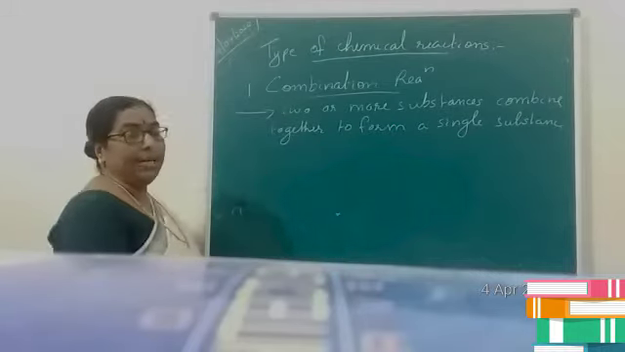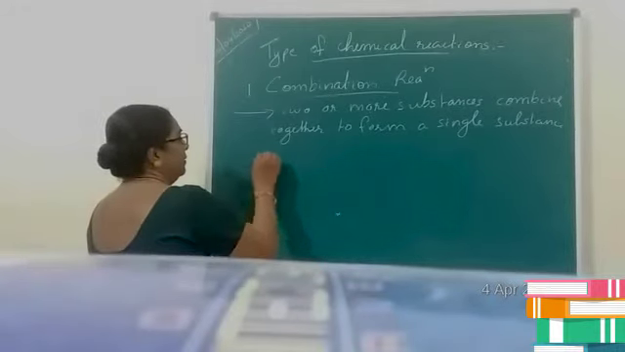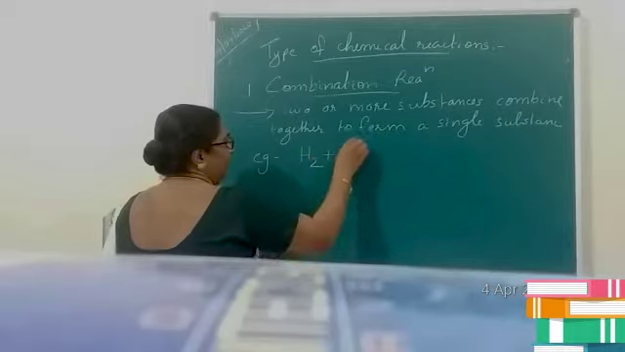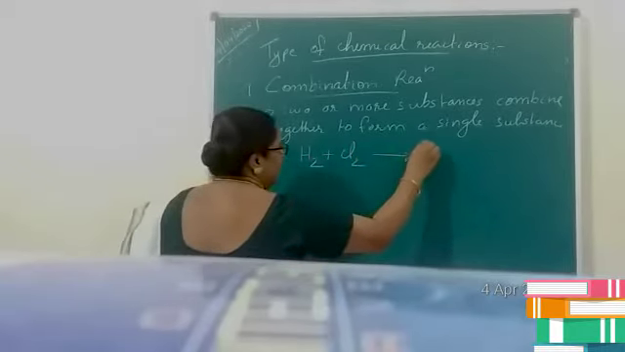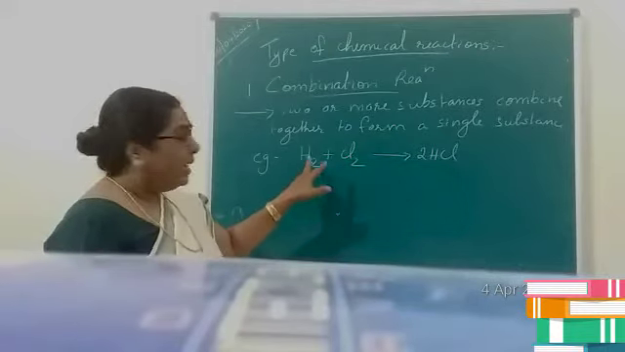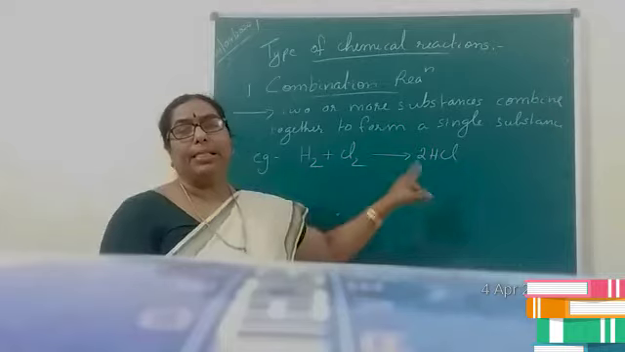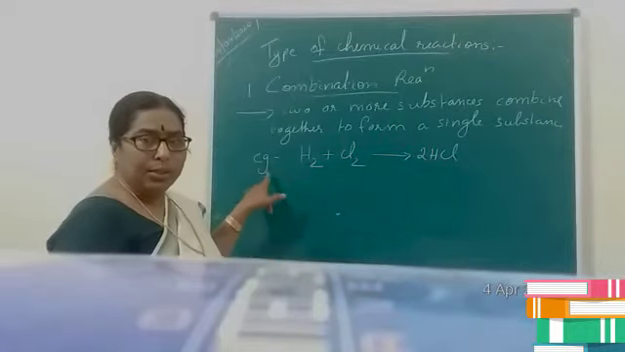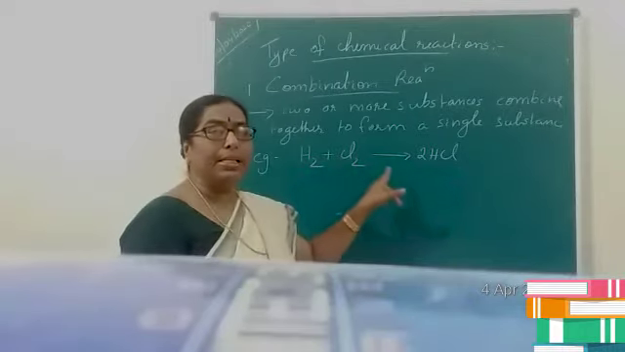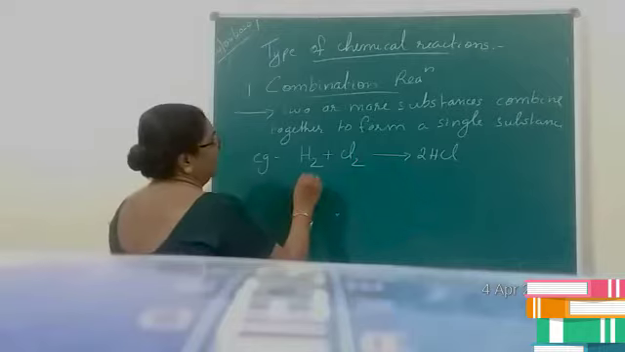So let us explain with the help of certain examples. First, consider the reaction between hydrogen and chlorine. Hydrogen combines with chlorine and results in the formation of hydrogen chloride. Here you can see that two elements combine together to form a single substance, that is the product. This is an example of a combination reaction where two elements combine to form a single substance.